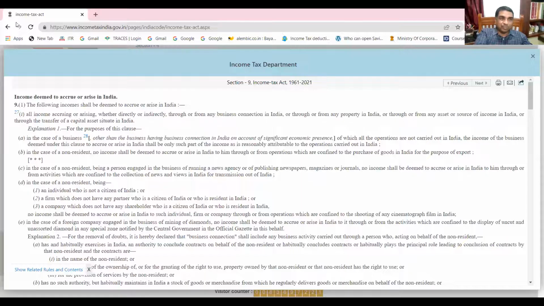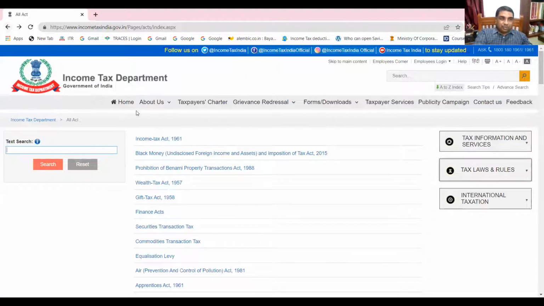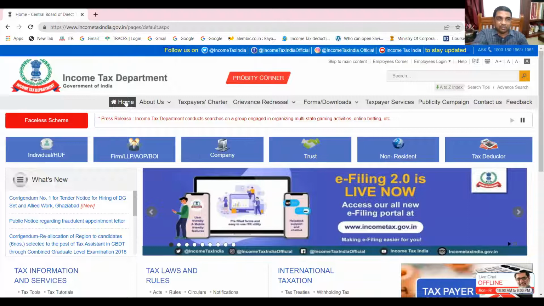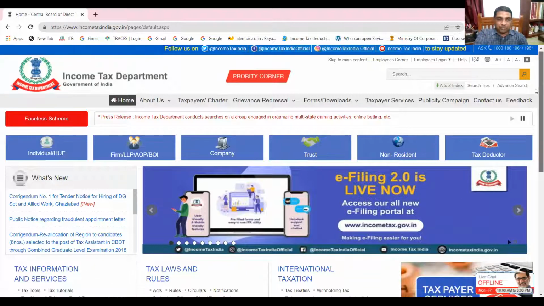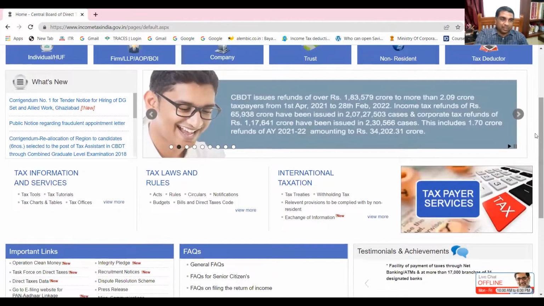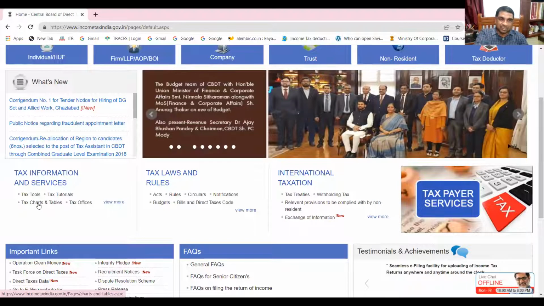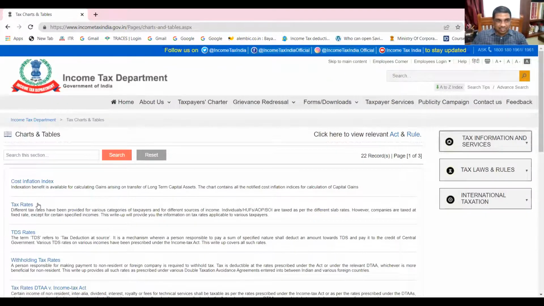For your benefit or for the benefit of others also, let me take you to the income tax department website once again, so that you will be developing the habit of referring to the income tax website to find solutions to your queries. This is the income tax department website. All of you are familiar. So here I am showing you these tax charts and tables. Can you see it here? Can you find out TDS rates?